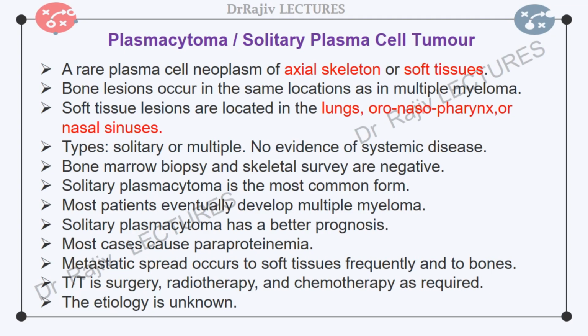Most cases of plasmacytomas cause paraproteinemia. Metastatic spread of plasmacytoma occurs to soft tissues frequently and occasionally to bones also. Plasmacytoma is treated with surgery, radiotherapy and chemotherapy as required. The etiology of plasmacytoma is unknown.